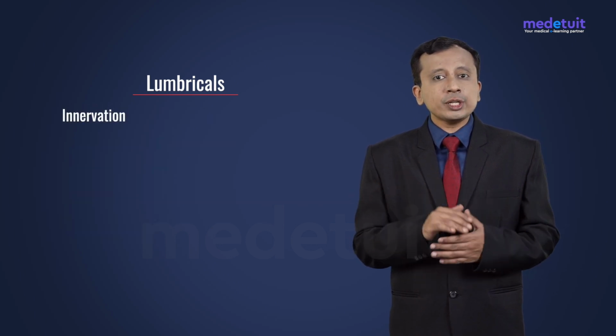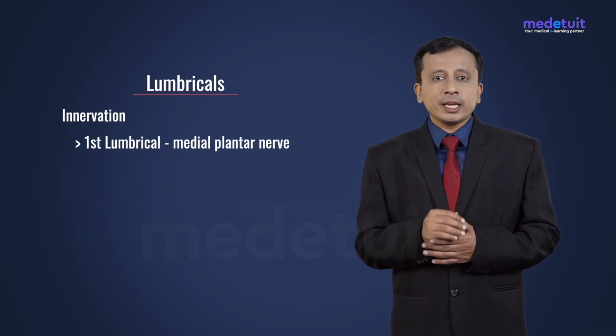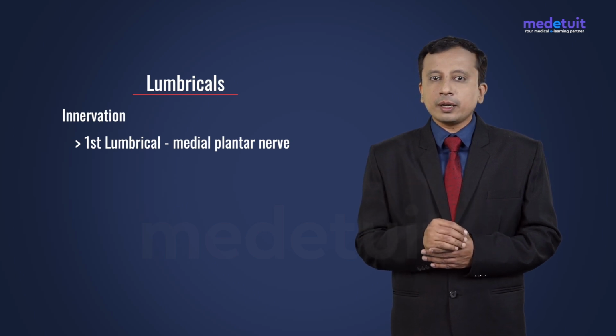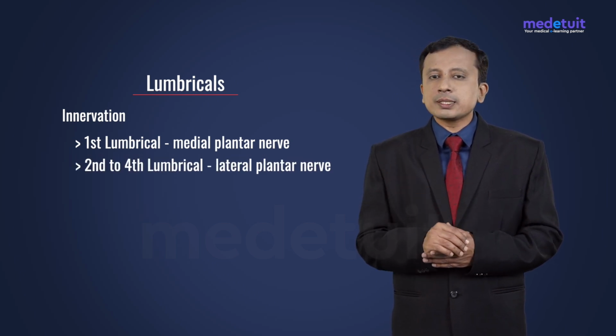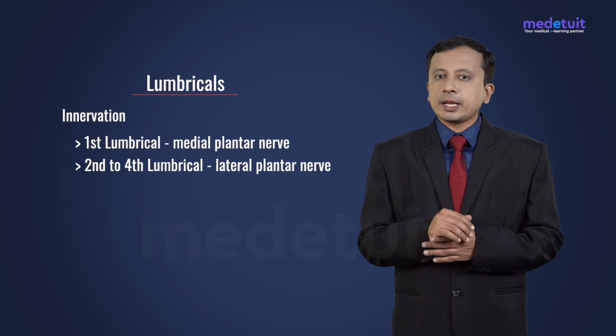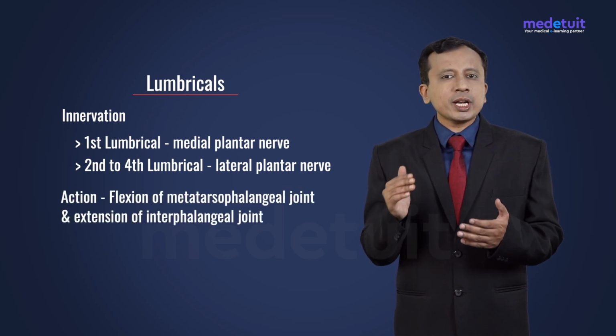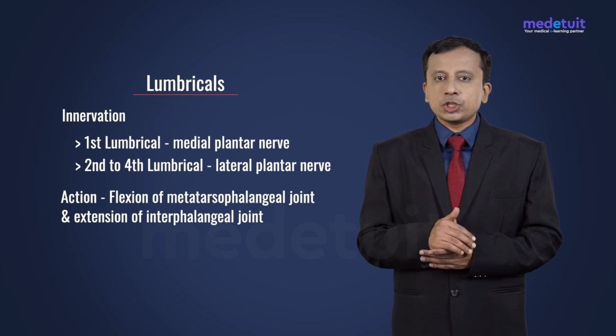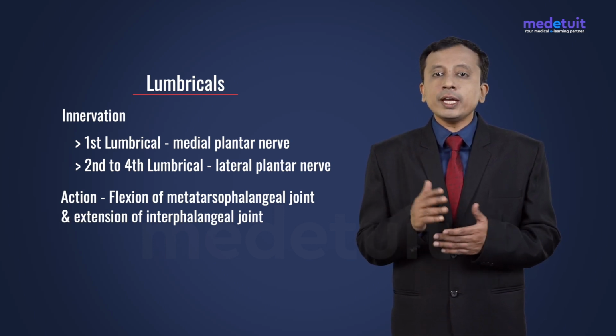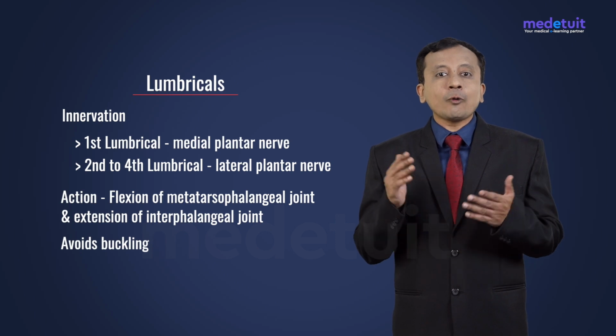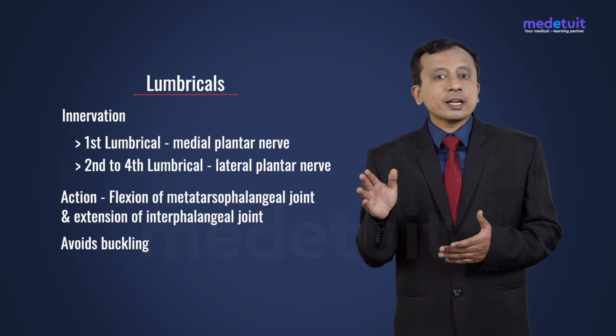Coming to the innervation, the first lumbrical is innervated by the medial plantar nerve. The second to fourth lumbricals are innervated by the lateral plantar nerve. Coming to their actions, they help in flexion at the level of the metatarsophalangeal joint and extension at the level of the interphalangeal joint, and avoid buckling of the lateral 4 toes.